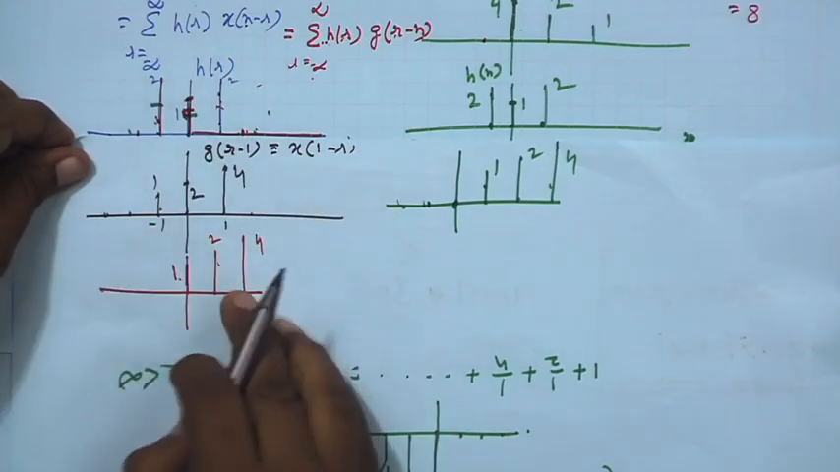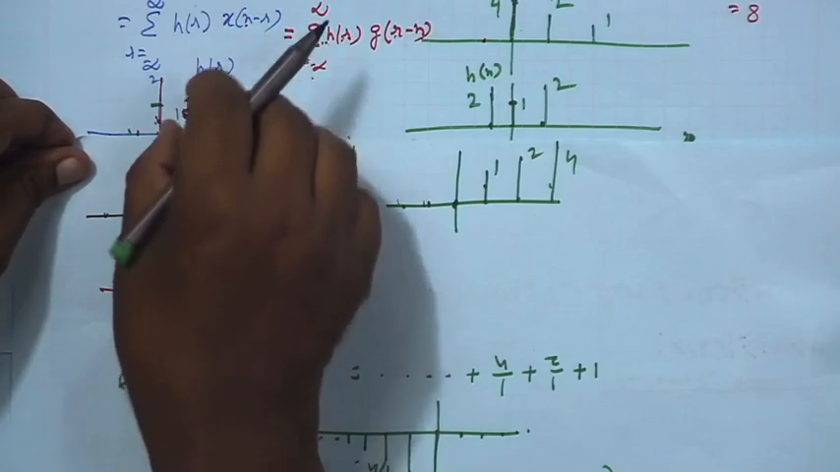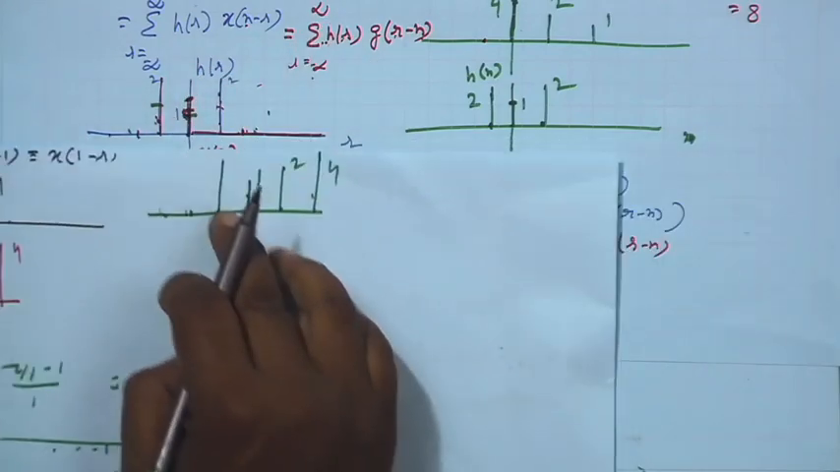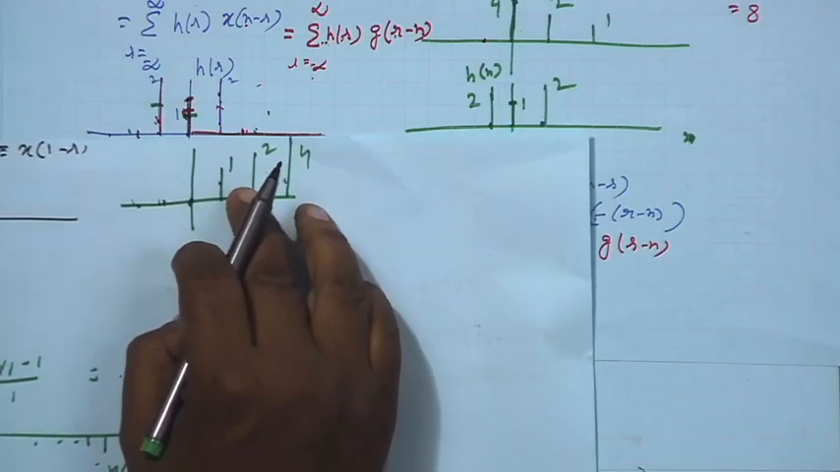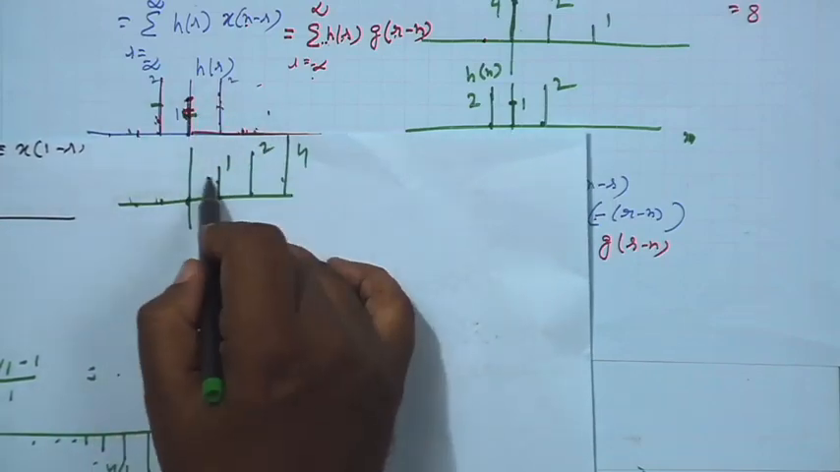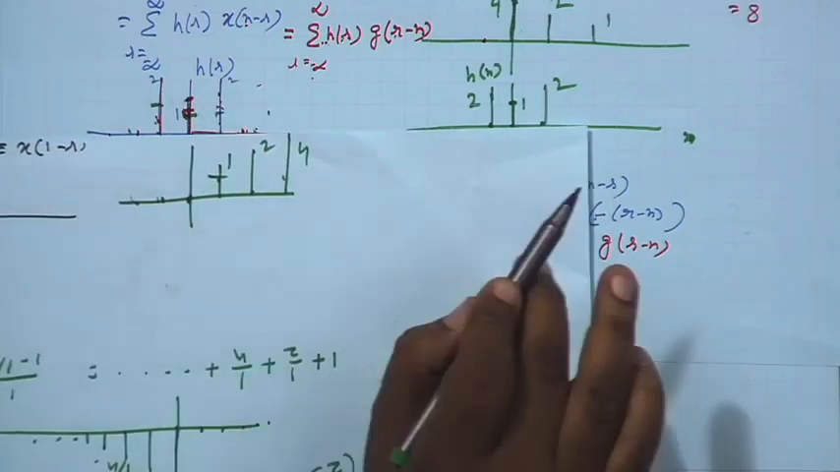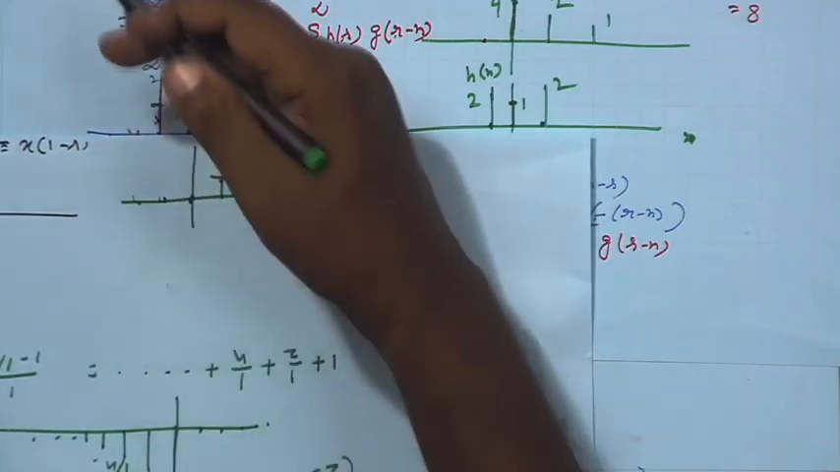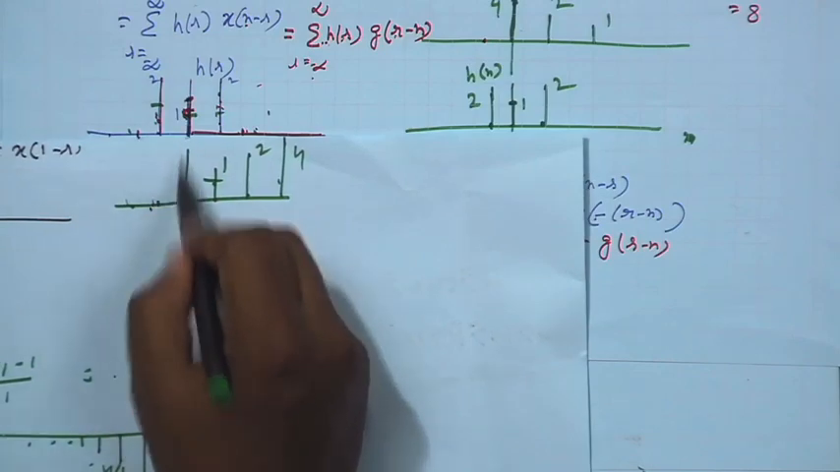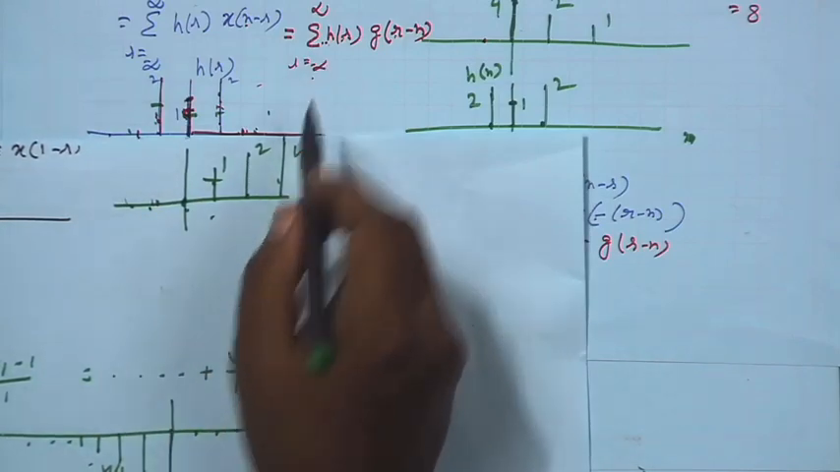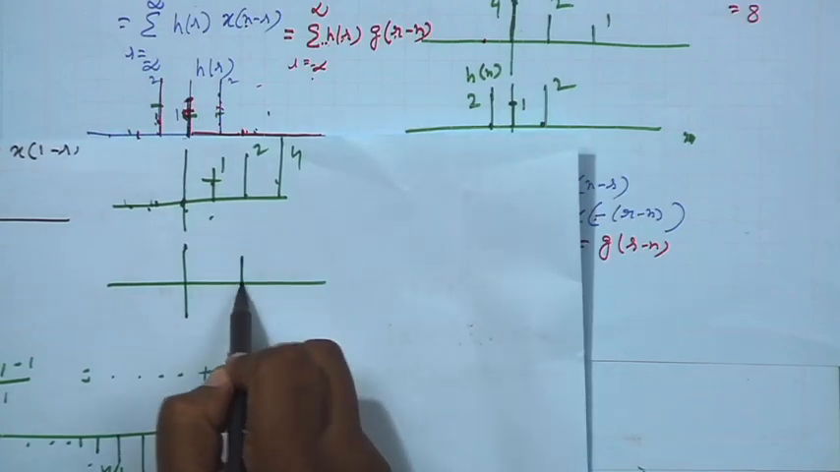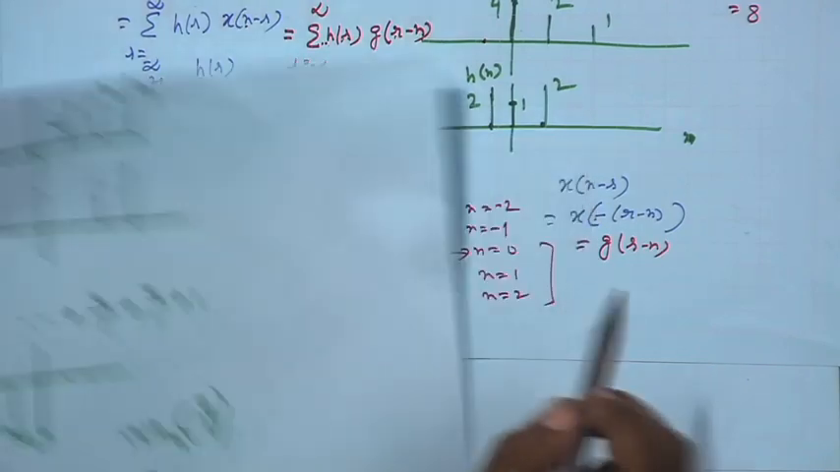If I shift further, 4 goes out, only 1 and 2 are overlapping with this. If I shift further, only 1 comes below this, so overlapping only here, and otherwise no overlap. If I shift further, 1 will also go out. So, there will be no overlap. They will be multiplied by 0 from here, these will be multiplied by 0. That is, if we have 1 moving further, that is for next n.